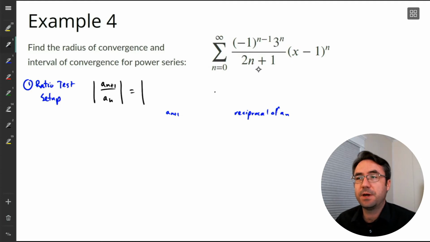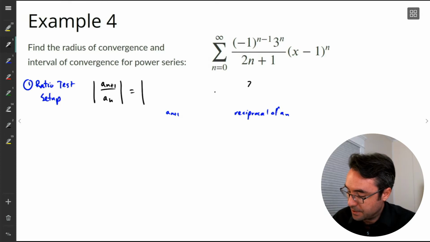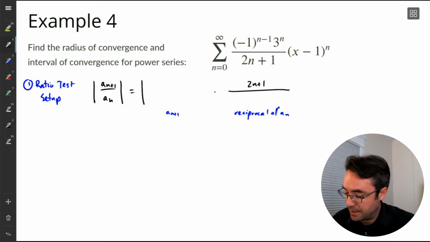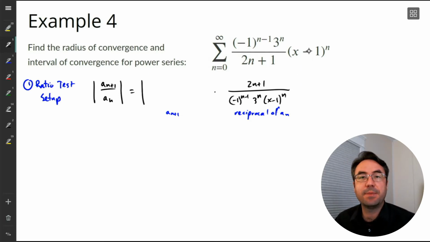The 2n plus 1 is in the denominator, so that's going to go into the numerator. Everything else is going to go into the denominator because we're doing the reciprocal. So we'll end up with (-1) to the n minus 1, 3 to the n, and then (x minus 1) to the n. We're multiplying by the (x minus 1) to the n, so that can actually go in the numerator.